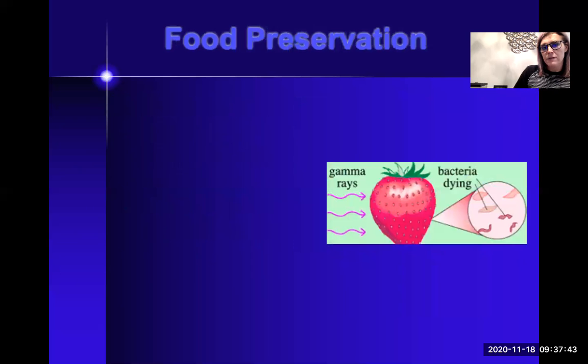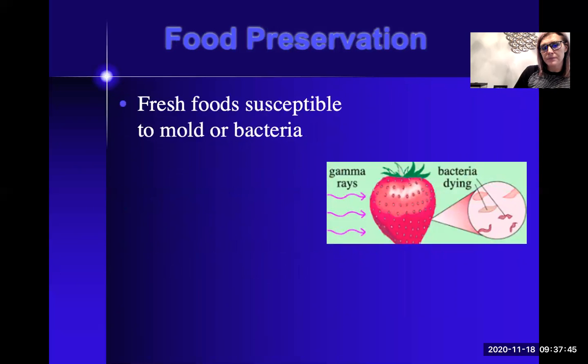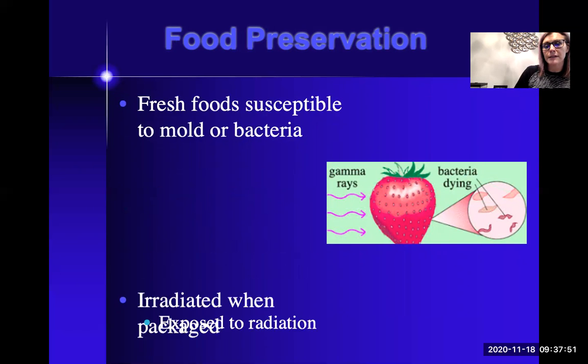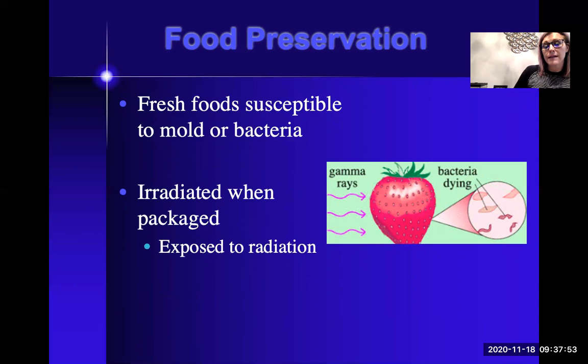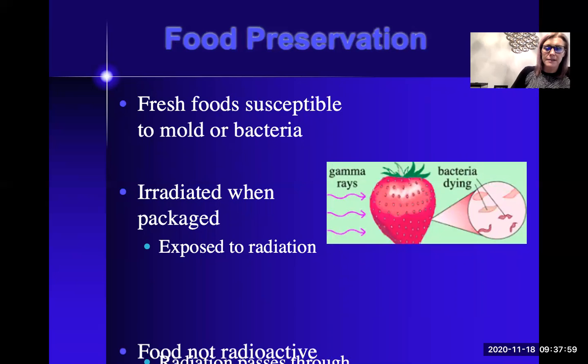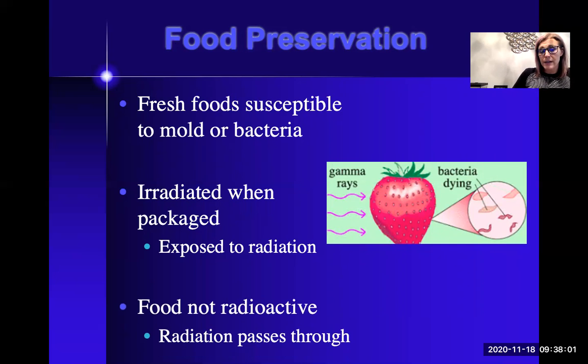And then we also use radiation for food preservation. Fresh food is susceptible to mold or bacteria. They irradiate the food when packaged, so it's exposed to radiation to kill off any of those molds or bacteria. Food is not radioactive. The radiation passes through, but it will kill anything that would potentially make it rot quicker.